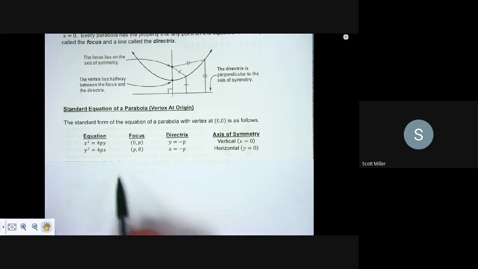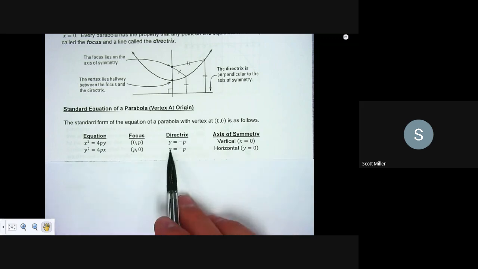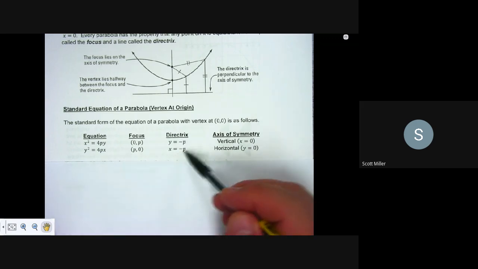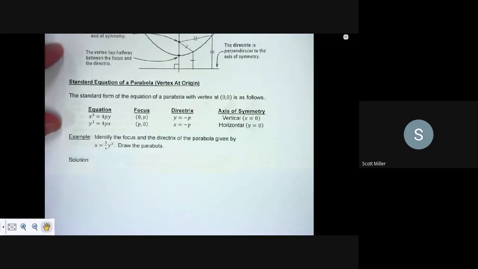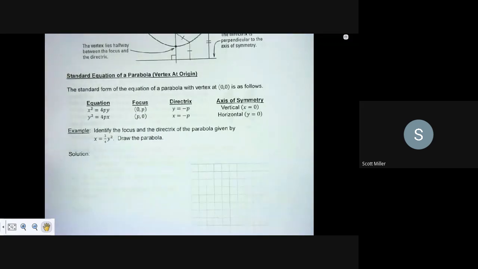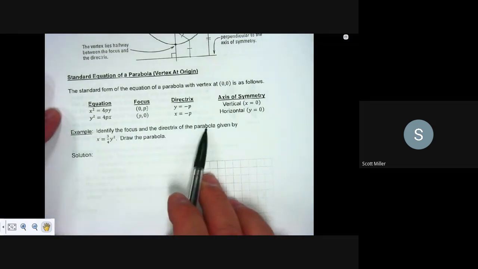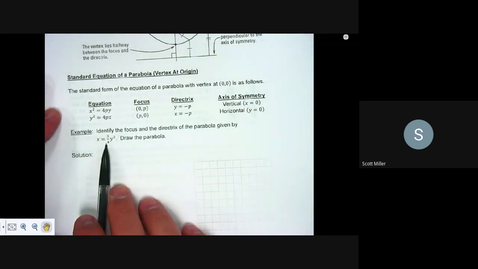Okay, and then for the horizontal one, it just changes location. So p is now on the x coordinate, and the directrix is going to be a vertical line, x equals negative p. So how does this look in real problem sets? So here we're going to do an example. Identify the focus and the directrix of this parabola given this equation right here. And then we want to draw the parabola.